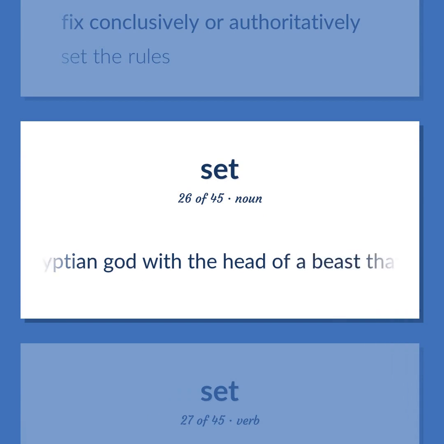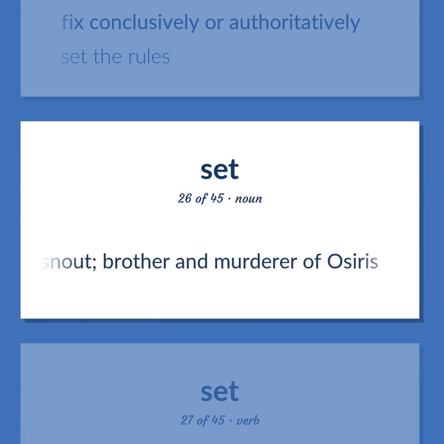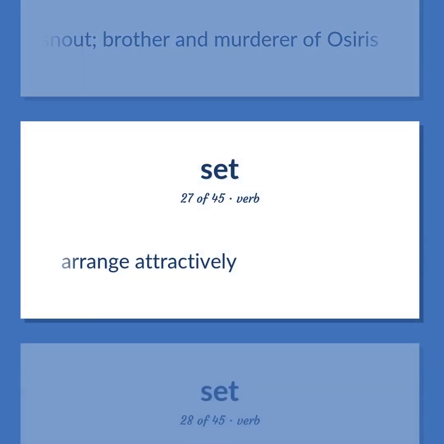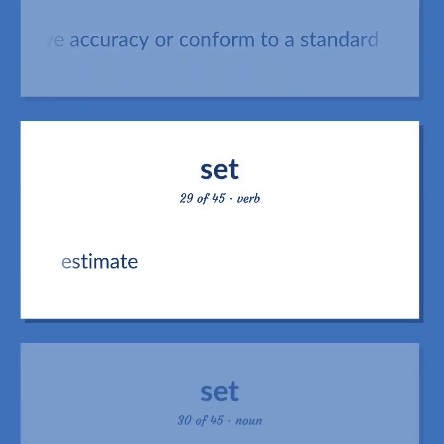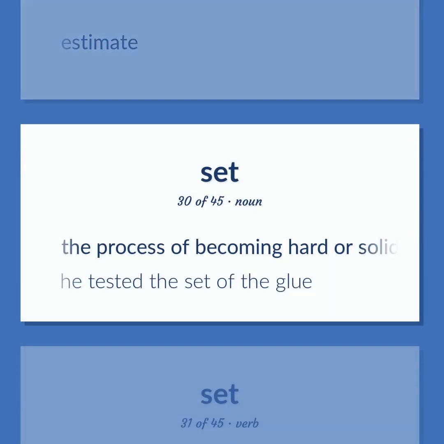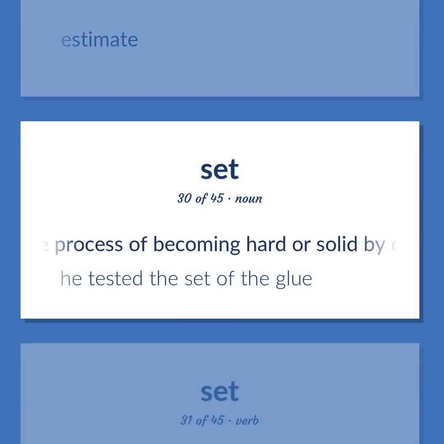Evil Egyptian god with the head of a beast that has high square ears and a long snout, brother and murderer of Osiris. Arrange attractively. Alter or regulate so as to achieve accuracy or conform to a standard. Estimate. The process of becoming hard or solid by cooling or drying or crystallization. He tested the set of the glue.